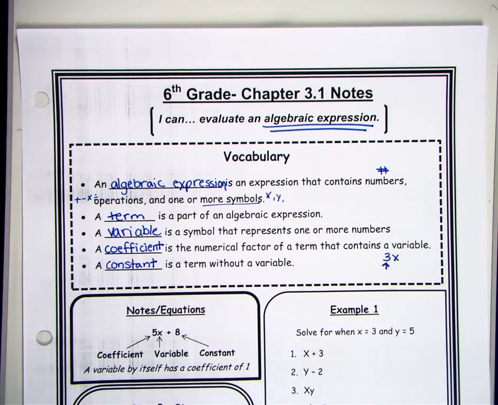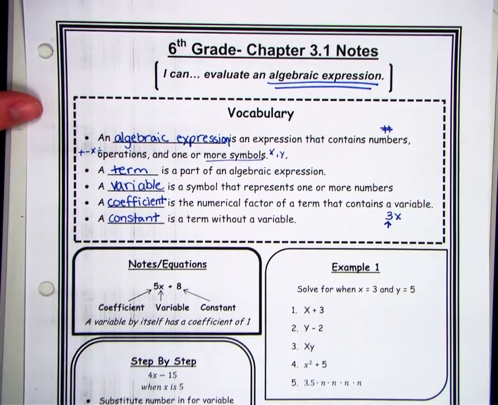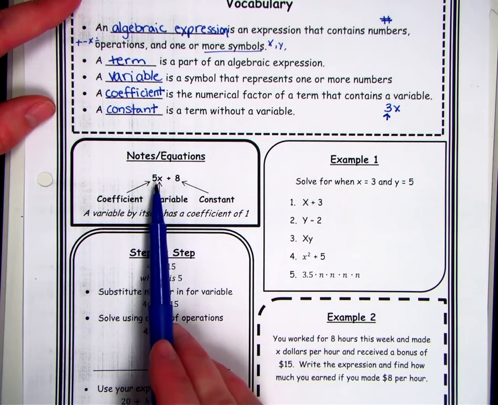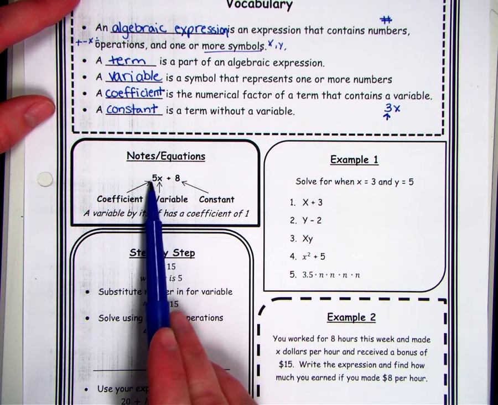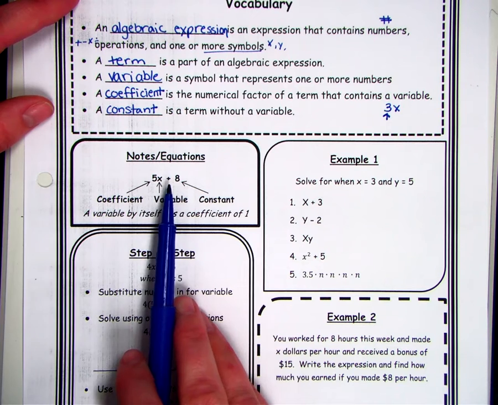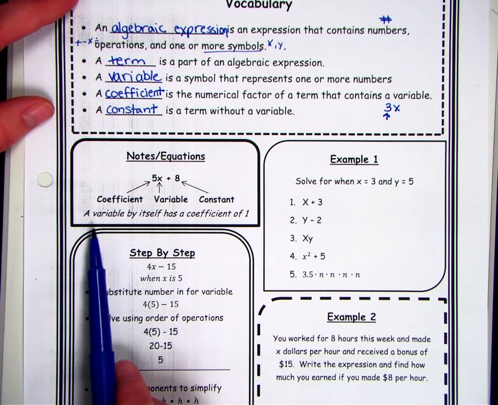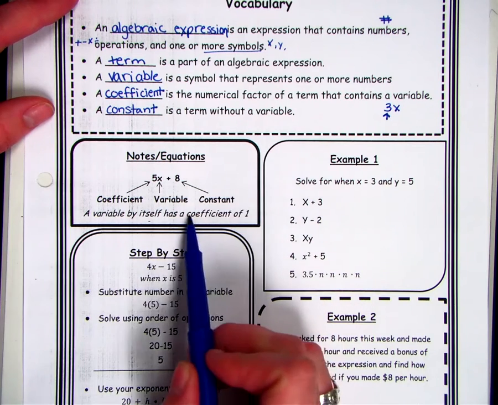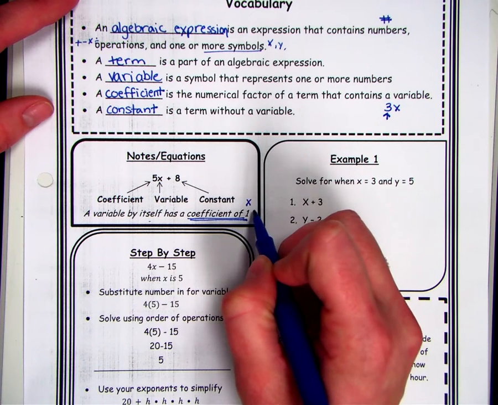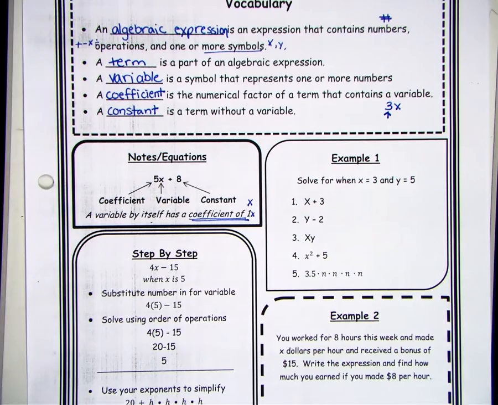There's a whole bunch of new vocabulary terms when you think of term, variable, coefficient, constant, but here's really what it means. I'm going to slide this up. If you have 5x plus 8, your 5 is your coefficient, that's the number that's with the variable. Your variable is the letter, because we're adding letters now. And your constant is the number that's just by itself. It says the variable by itself has a coefficient of 1. That's super important. So if you just see an x by itself, it really is the same thing as saying 1x. So 1x or x is the same thing.